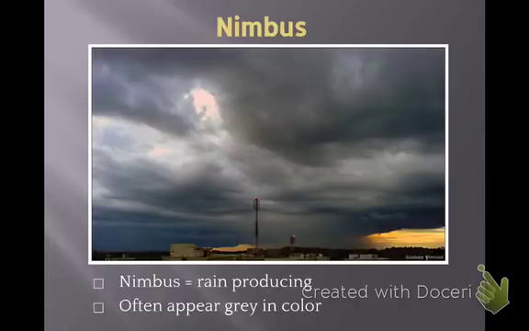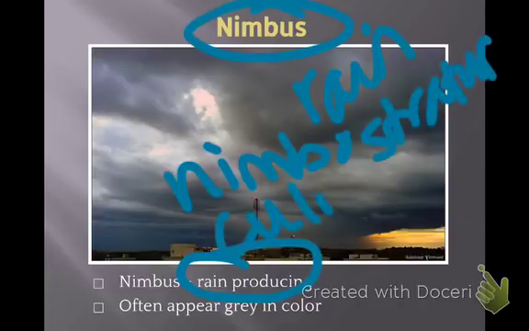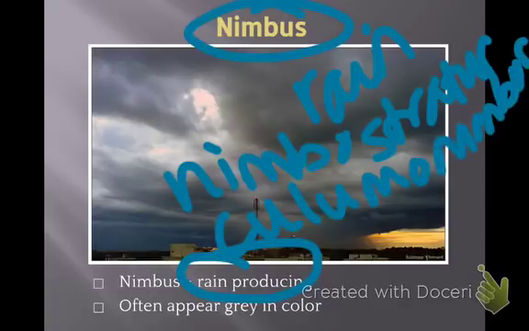Okay, so next we have the word part nimbus. Nimbus is not an actual type of cloud. It is part of a cloud. The word nimbus means rain producing. That's when you see clouds that are gray in color. So you can have nimbostratus clouds, which is just like a steady rain, or you can have cumulonimbus clouds, which can bring us rain, but also bring us storms. Those are our storm clouds.